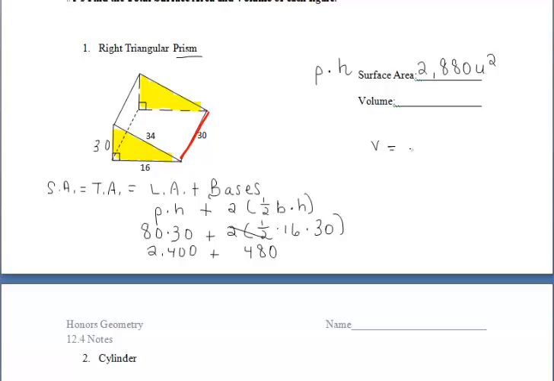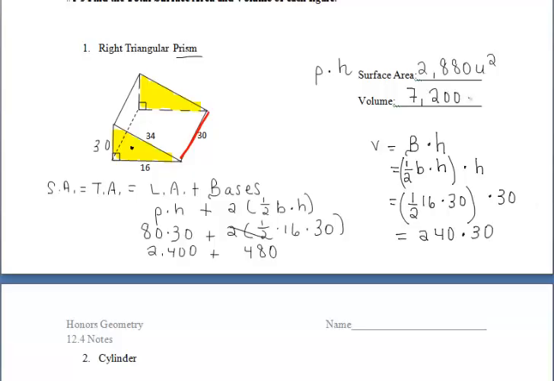To find the volume of this prism, we have to take the area of the base and multiply it by the height of the prism. The base of the prism is this one triangle here. So to find the area of that triangle, we do 1/2 of the base times the height, and then we multiply it by the height of the prism. The height connects the two bases, which is that red segment of 30. So we're going to do 1/2 of our base of the triangle, which is 16, times the height of the triangle, which is 30, and then multiply it by the height of the entire prism, which is 30. We end up getting 7,200 units cubed for the volume. Please notice you have to put units cubed on the end of your answer when finding volume.